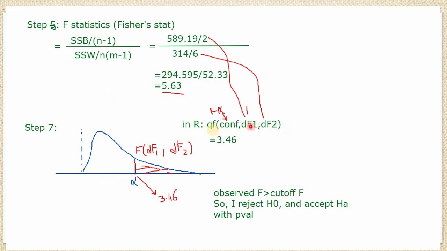If you just put out the critical F, it will be 3.46 in R, you'll find out, and your observed F is 5.63, which is greater than the cutoff F. So you can reject the null hypothesis in order to accept your alternate hypothesis. So this is how it goes if you just calculate by hand.